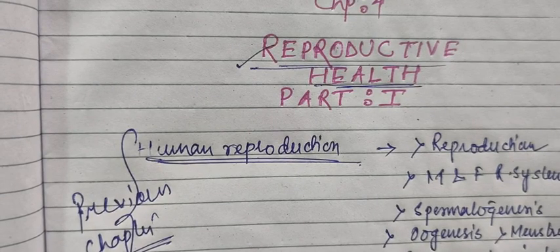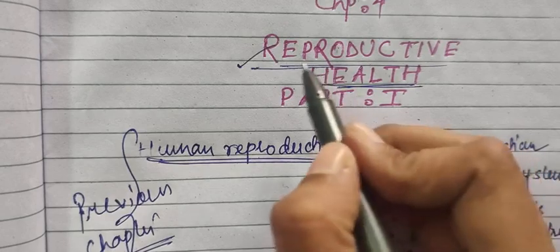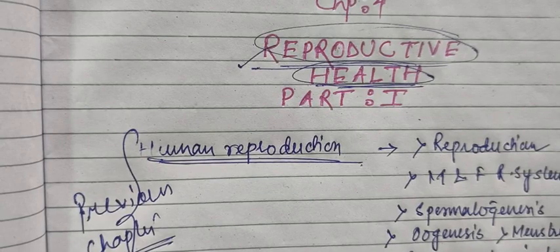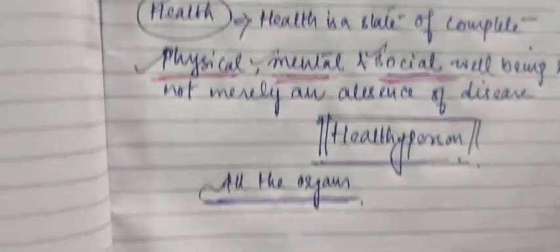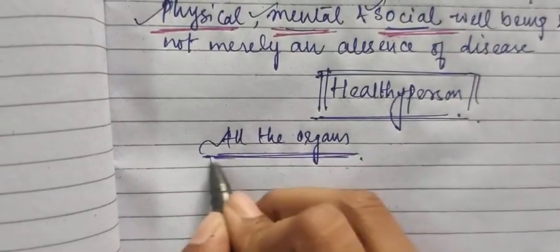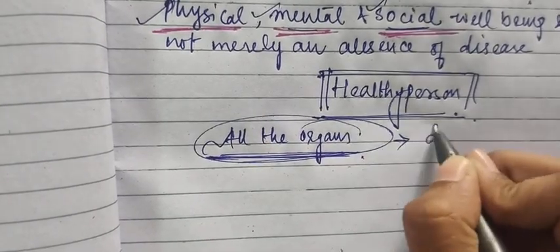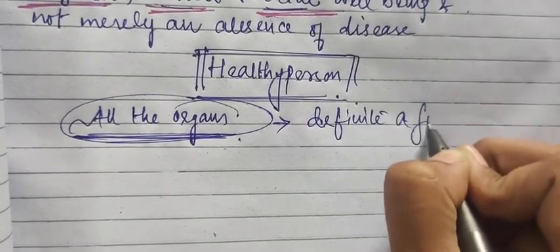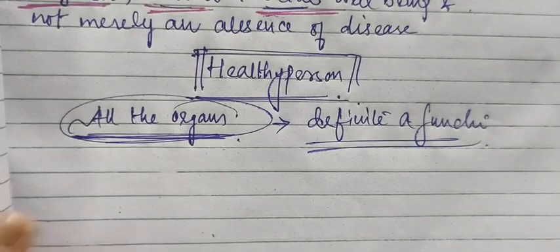Before starting, we should know the meaning of a healthy person, and of physical health, mental health and social health. We should first know the meaning of reproductive health. Is reproductive health included in normal physical well-being, or is it separate from physical health? Please know that all the organs present in our body perform a definite function.